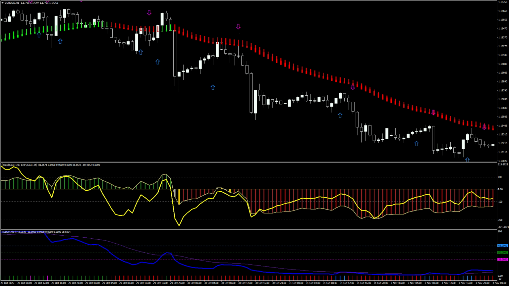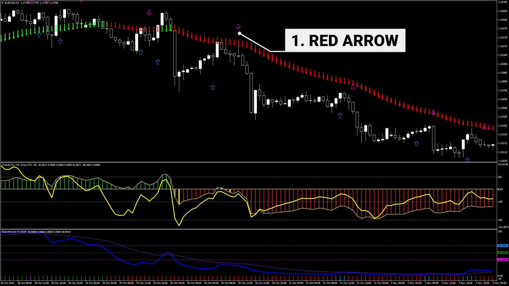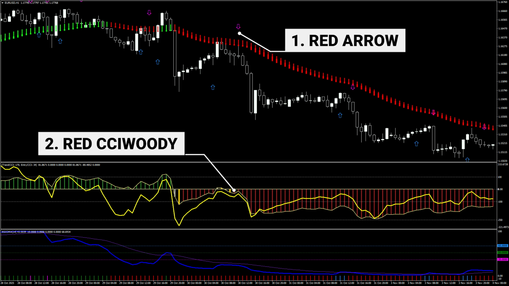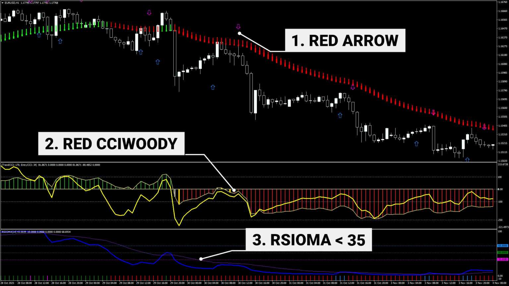Right here, the moving average crossover generates a sell signal. As always, we do not jump in yet. We look down to our bottom windows for verification. First, notice the double CCI Woody. The histogram bars have turned red, telling us the trend is bearish. Next, look at the RSI OMA. The line has dropped below level 35, confirming that selling pressure is strong.